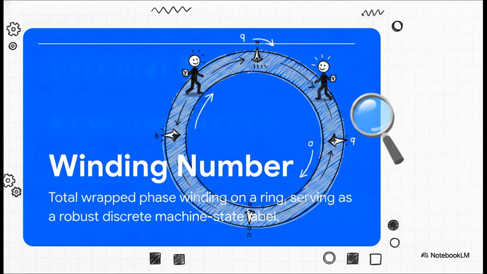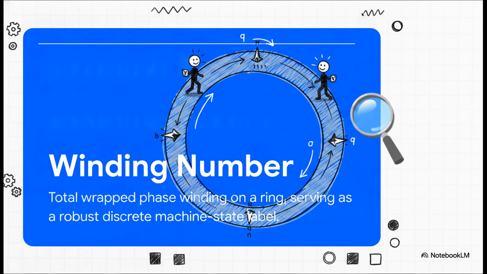To organize these states and actually use them for computing, we use a winding number. That's a topological invariant representing the total wrapped phase winding around the ring. Think of it like taking a rubber band and wrapping it around a cylinder. You can stretch that rubber band, you can pull it, you can even distort the cylinder a bit. Those are just small physical distortions. But no matter what you do, the actual number of times that rubber band physically wraps around the cylinder, that cannot change unless you snap it.